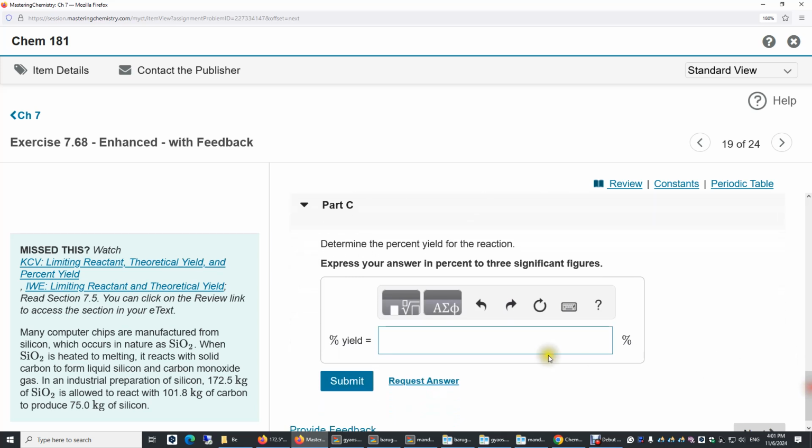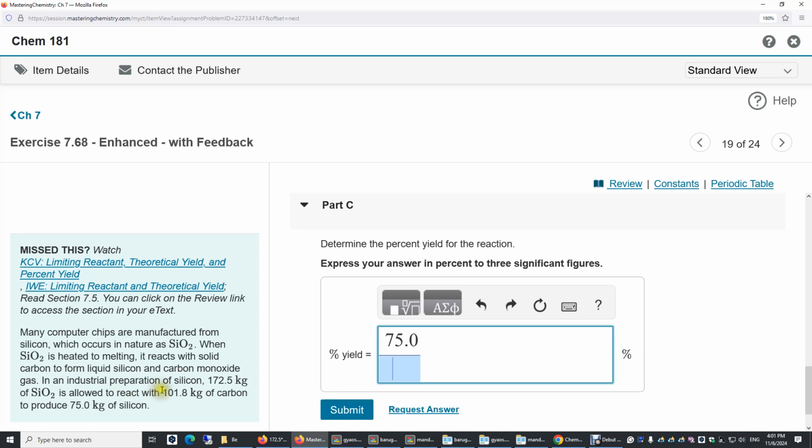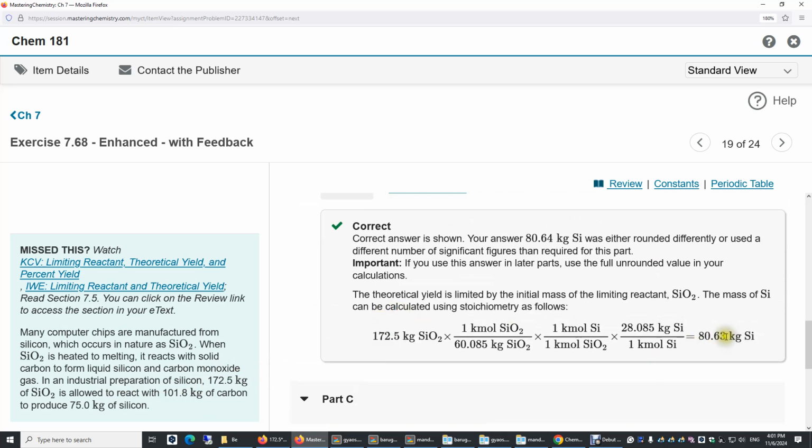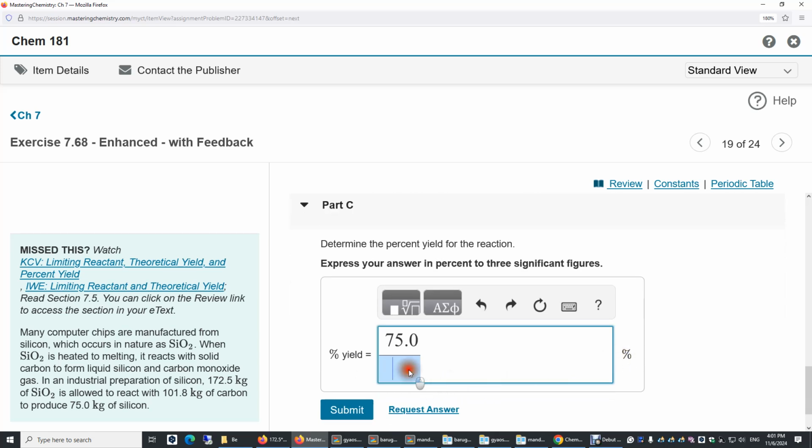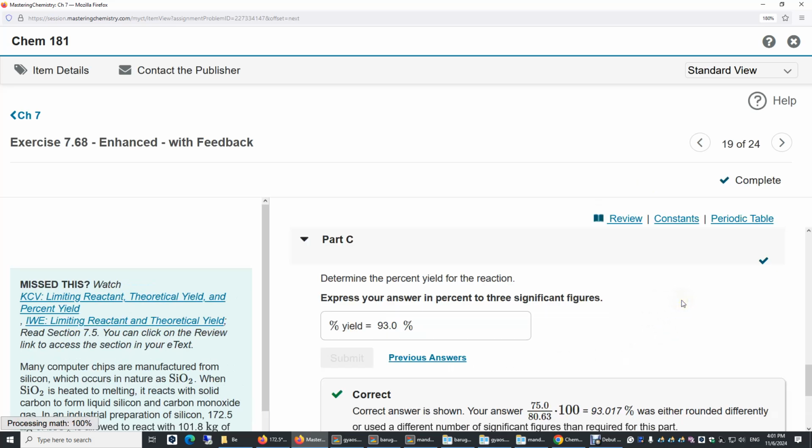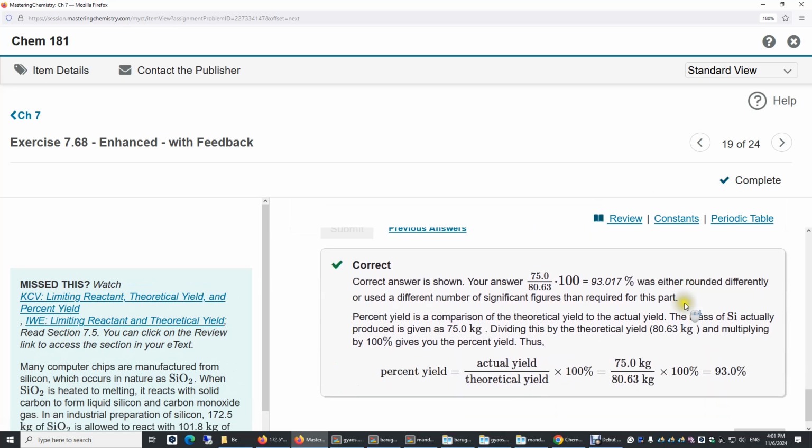The percentage yield. Wow, this is really easy. So you have the actual yield 75.0, and then divided by the theoretical yield, which is 80.63. We do need to multiply this by 100 to get the percentage. All right, 93.0%.